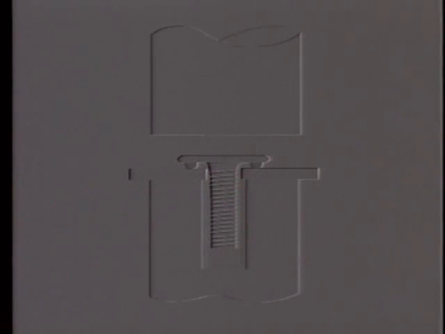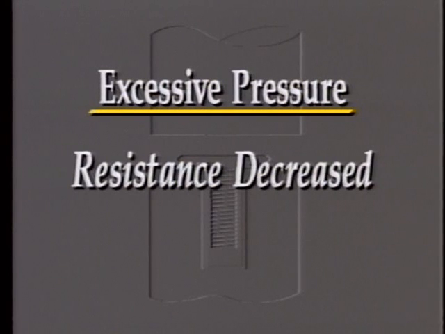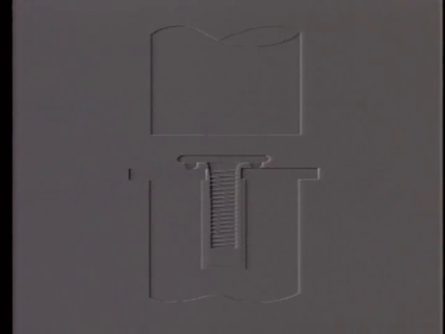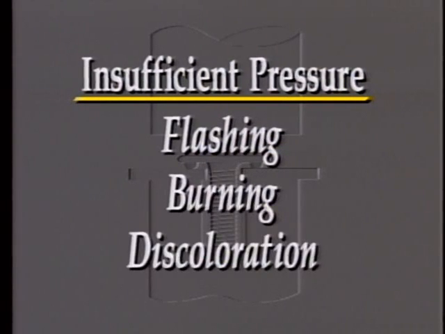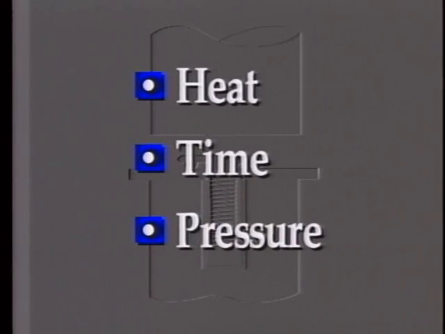In projection welding, when excessive electrode pressure is applied, the resistance between the part and the material being welded is decreased, causing weak, incomplete, or no welds at all. Insufficient pressure can cause flashing, burning, and discoloration. Control of these factors, heat, time, and pressure will ensure quality results in projection welding.